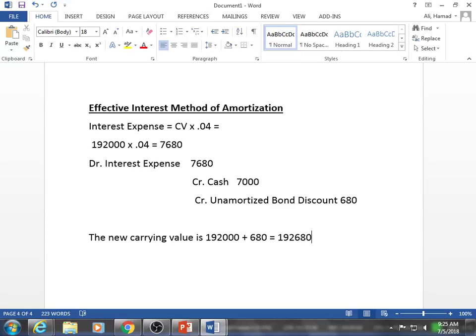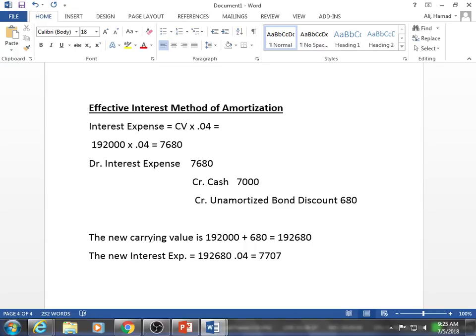So the new interest expense is equal to 192,680 times 4%, times 0.04, which is equal to 7,707.